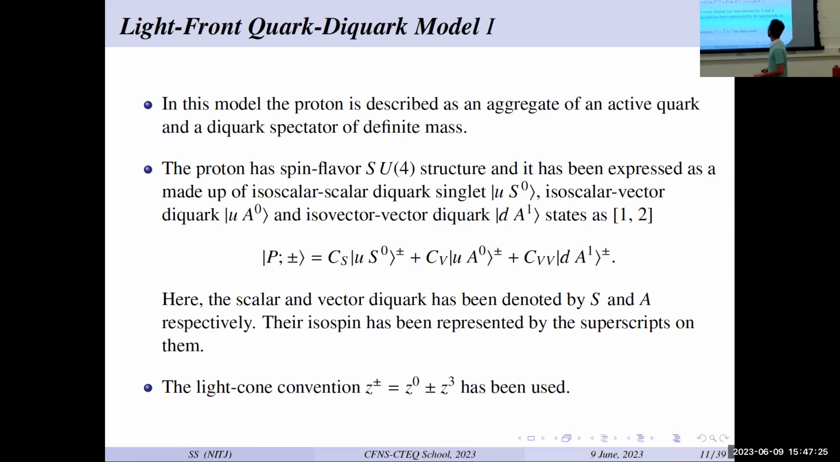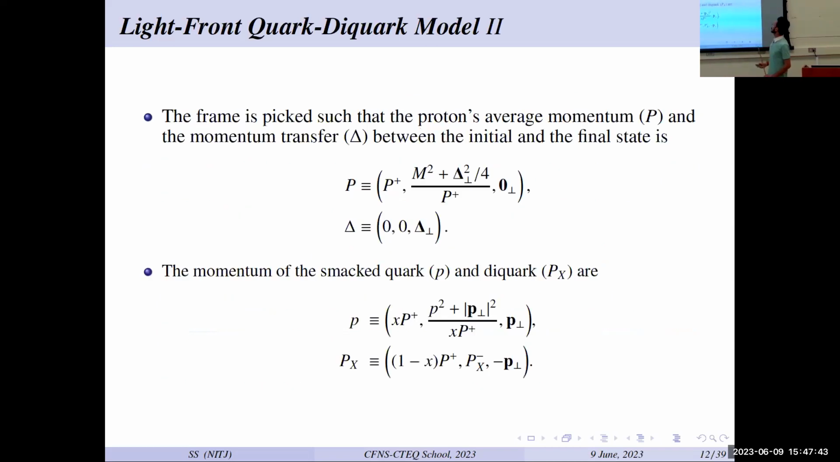So from where we have the quark and diquark model, this model consists that the proton has a spin-flavor SU(4) structure, and it's made up of isoscalar scalar diquark, isoscalar vector diquark, and isovector vector diquark, and it is written something like this. In this frame, the average momentum carried by the hadron is given by this, and this is the momentum transfer between the initial and the final state.